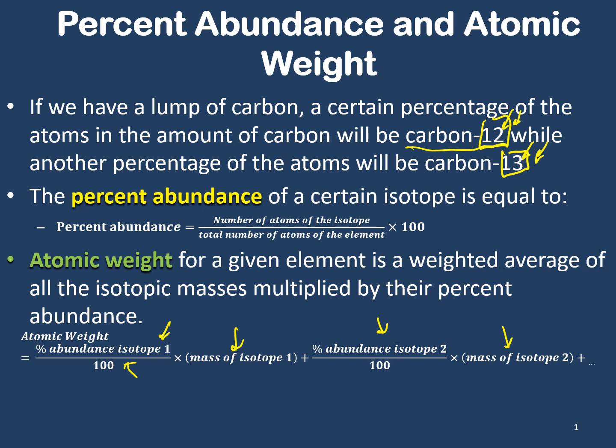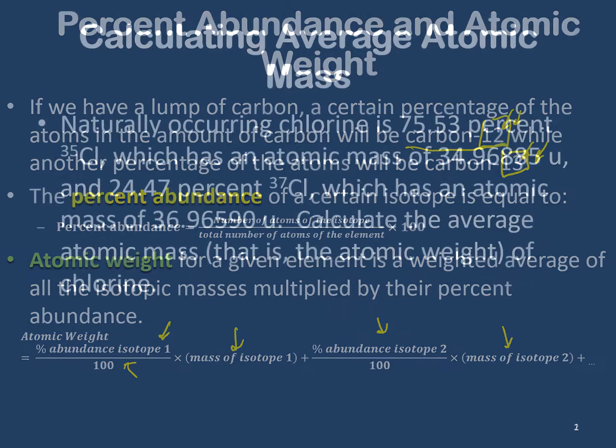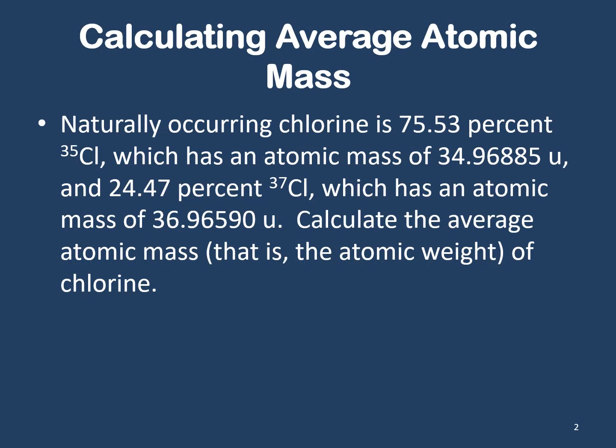So let's do some example problems. We're told that naturally occurring chlorine is 75.53% chlorine 35, which has an atomic mass of 34.96885 atomic mass units, and 24.47% chlorine 37, which has an atomic mass of 36.96590 atomic mass units. And we want to calculate the average atomic mass, or in other words known as the atomic weight, of chlorine.